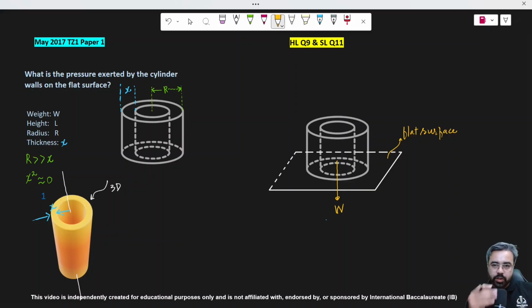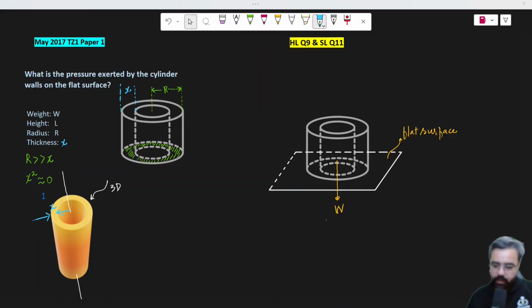Another thing: what surface is making contact with the flat surface? What part of the cylinder? It is very important to note what part of the cylinder is making the contact with the flat surface. You would see that it is obviously this part. If I shade it for you, you can see that this is basically the thing that is making contact. So it is exerting force on a flat surface. It is very important to find the area of this surface, which is not pi r square because this is hollow from inside.